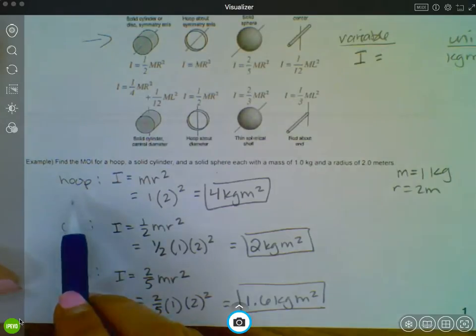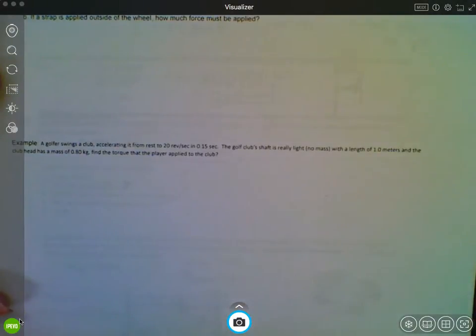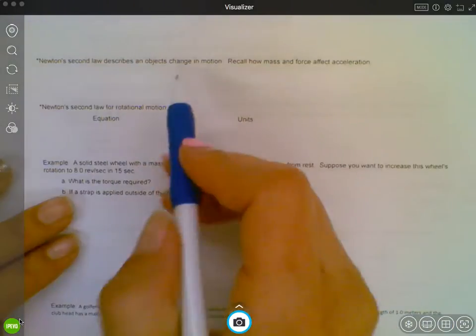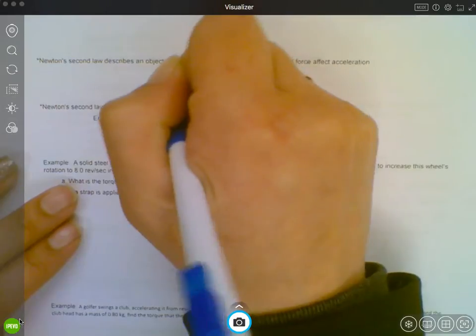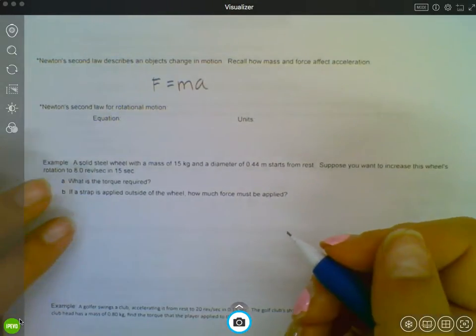All right, let's go to the back. Newton's second law describes an object's change in motion. Remember how it was in linear form: F equals ma.